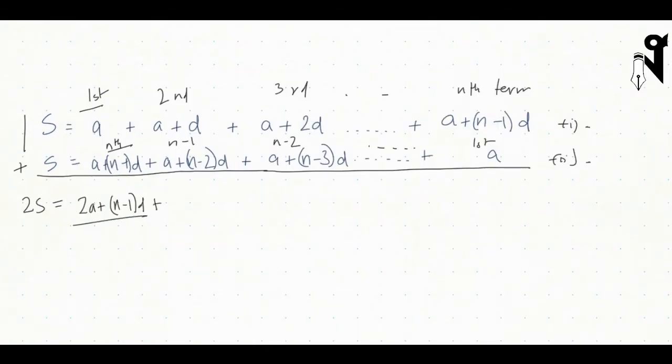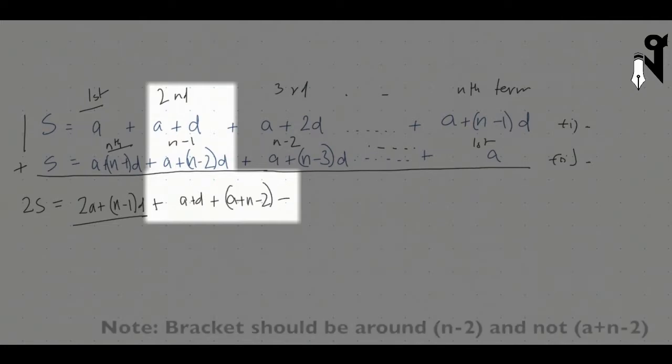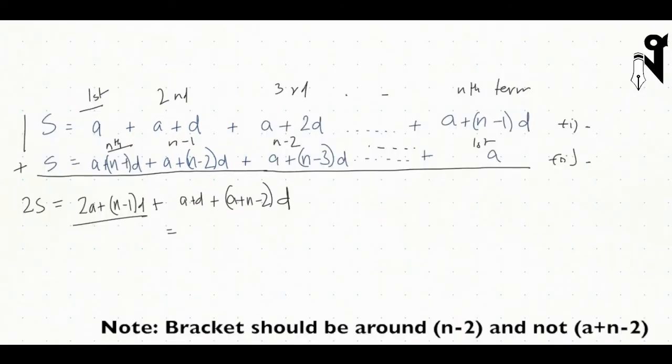Let's see what happens if I add the next two terms of both the first series and the second series. So I have a plus d plus a plus (n minus 2)d. If I open this up, I'll get 2a plus d plus nd minus 2d. That becomes 2a plus (n minus 1)d, which is the same as this.